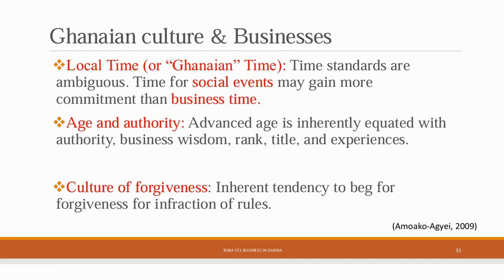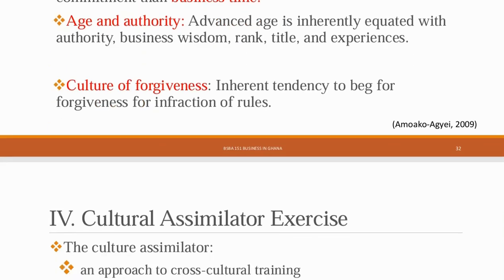Then you can talk about age and authority. Advanced age is inherently equated with authority, business wisdom, rank, title, and experience. So once you see an elderly person, you know this person has done a lot in life, right? In our culture, we see elderly people as people who have authority, wisdom, and experience of life. So whatever they say is what we listen to. And we have a culture of forgiveness, an inherent tendency to beg for forgiveness for infraction of rules.